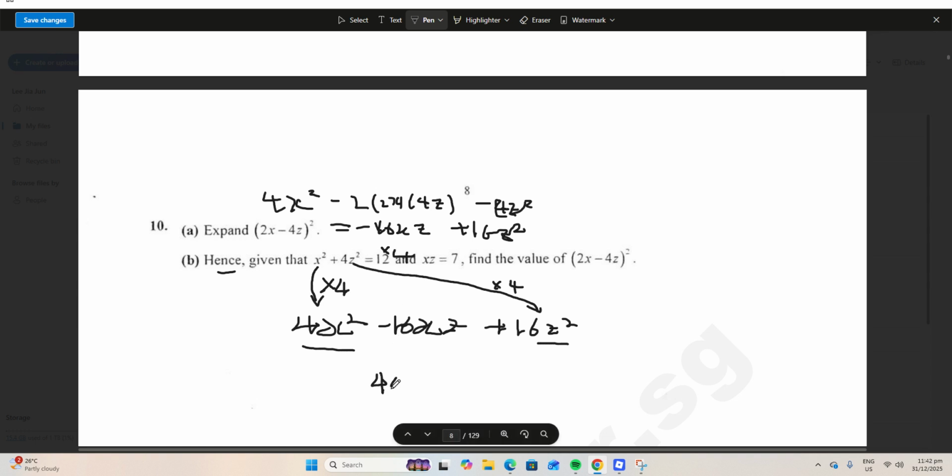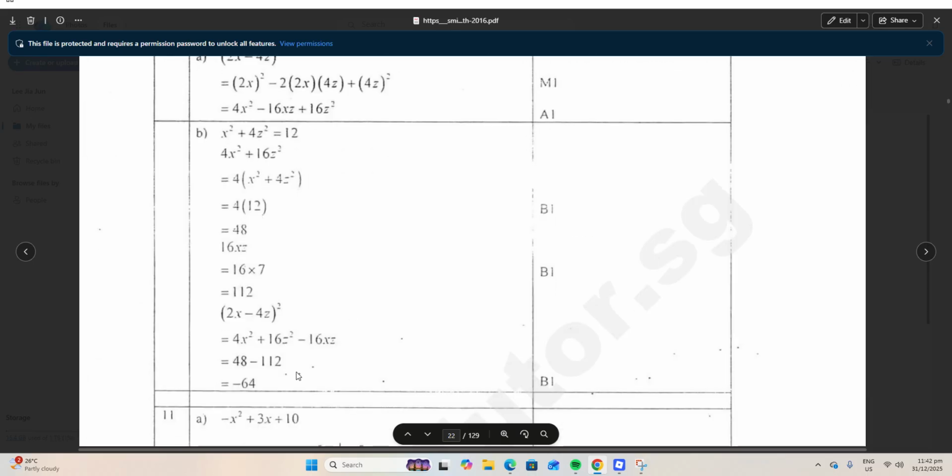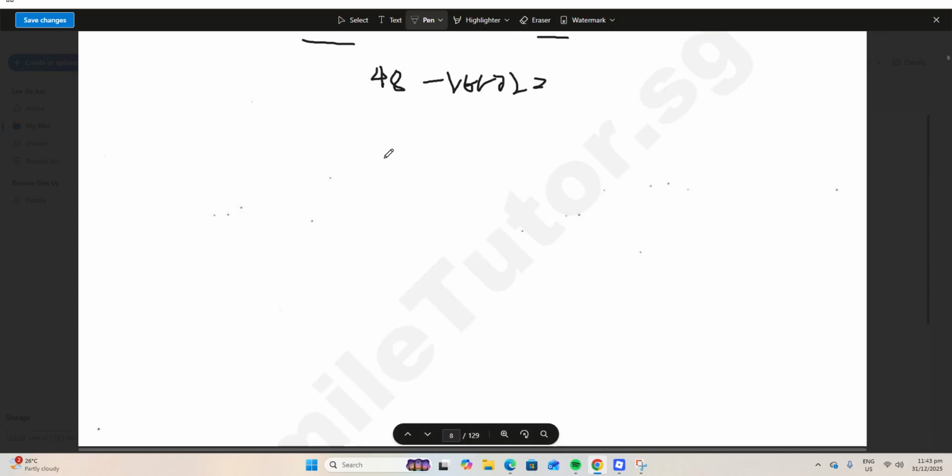12 times 4 is 48, right? And then xz is 7. How many xz are there? There's negative 16xz, right? So negative 16 times 7 will give me the answer. Negative 64. The answer should be negative 64. Okay, let's move on.